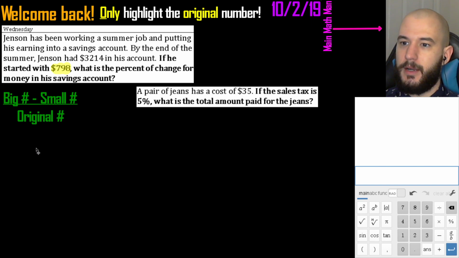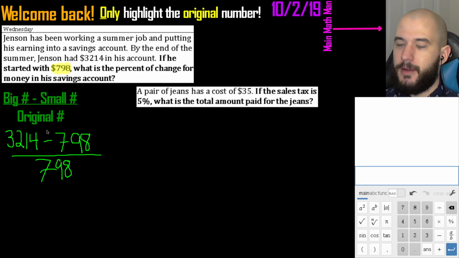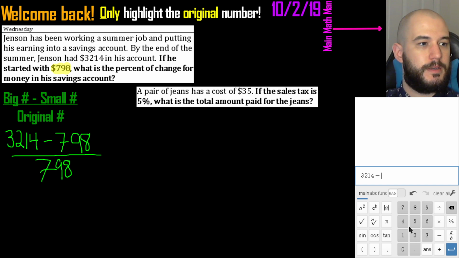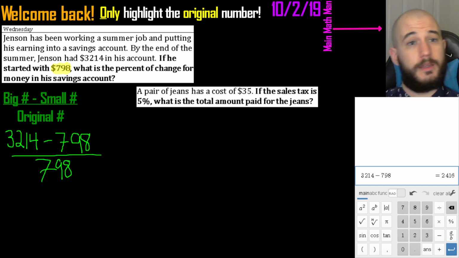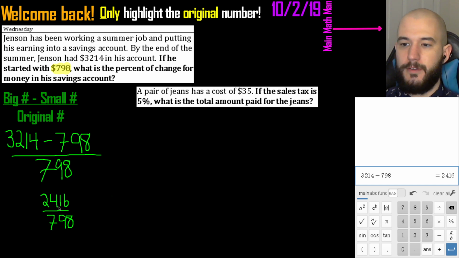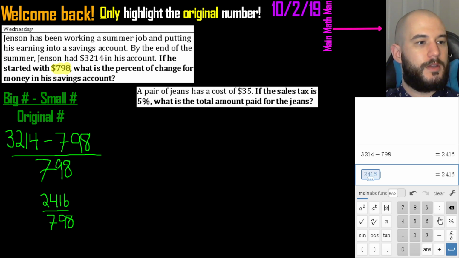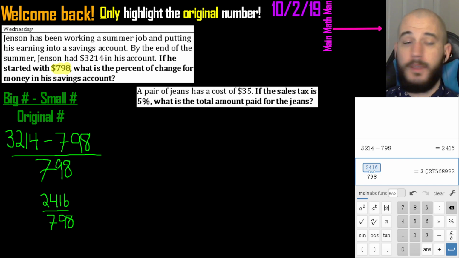So now let's plug our values in. Our big number is 3,214 minus that small number, and we're going to say that 798, that's our original, so that's what we divide by. So that's what we would get here. We have 3,214 minus 798, and that's what is going to be in your numerator. So I have 2,416 over 798. Start a new line, take your previous answer, and divide by 798. So now you get a value.